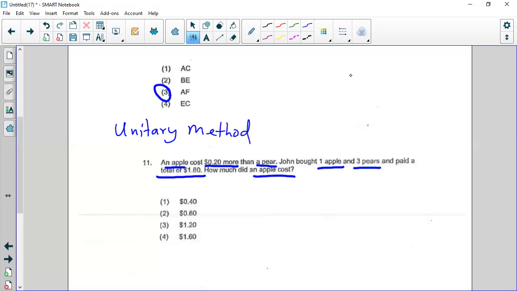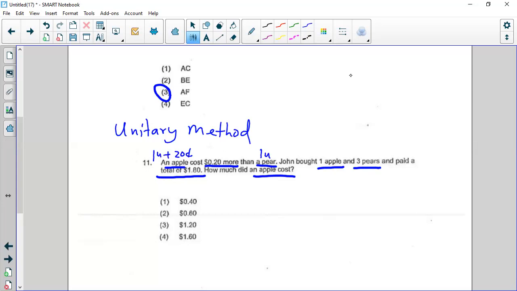Okay, so how to use the unitary method? The apple costs 20 cents more than a pear. The pear is cheaper, so it's 1 unit. All right, anything that's cheaper or smaller, you call it 1 unit. And the apple is 20 cents more than 1 unit. So 1 unit plus 20 cents.